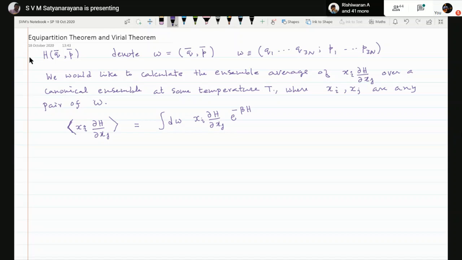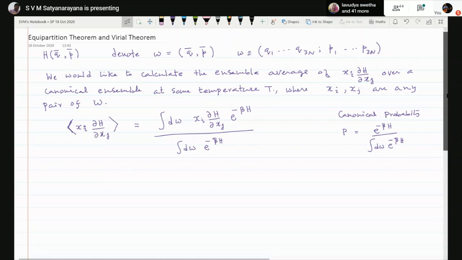This is the quantity whose average we are interested in, and the canonical probability distribution is given by this. Remember, the canonical probability is equal to e to the minus beta H divided by the integral over d omega of e to the minus beta H. So now we will try to perform this integration.